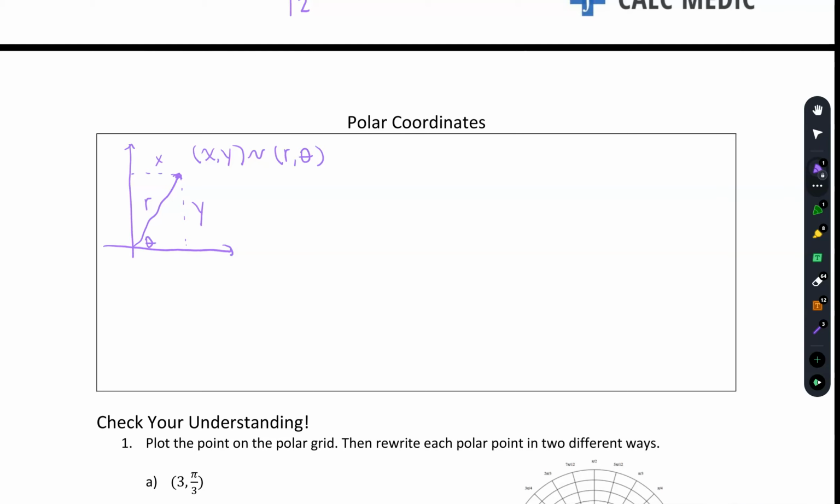Right, so for B, it's negative 6, 7 pi over 4. Down here is 7 pi over 4, but it's negative 6, so it's going in the negative direction. So 1, 2, 3, 4, 5, 6. There's my edge right here. So another way to write that is going to be 6, 3 pi over 4. Or 6, and what's that, negative 5 pi over 4?